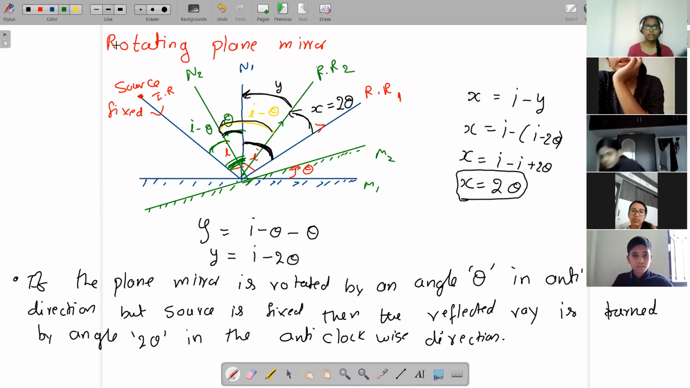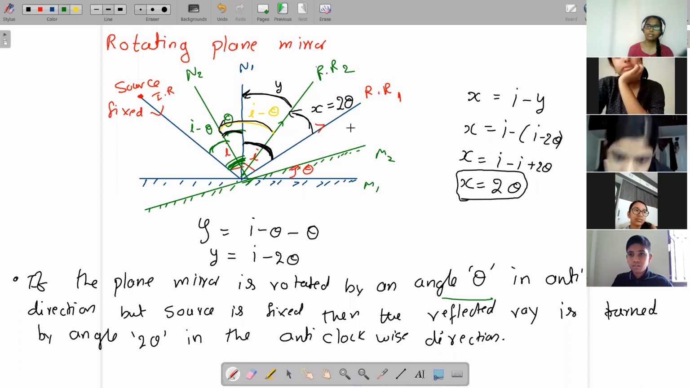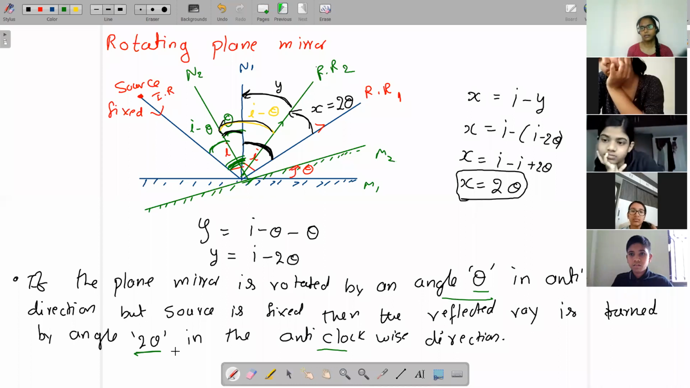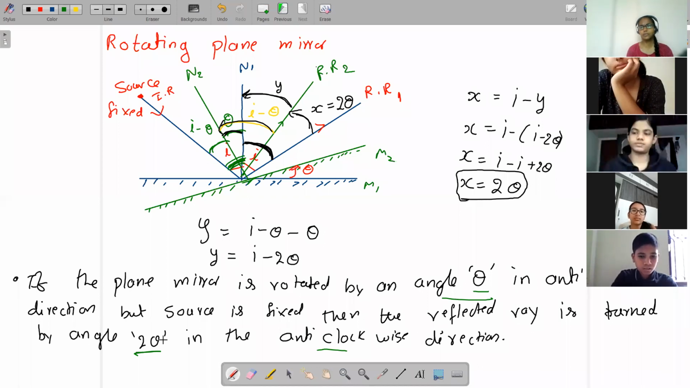So what you need to remember here: when the mirror is rotated by theta, the reflected ray will rotate with an angle of 2 theta in the anti-clockwise direction. Direction is important, and the angle it rotates, 2 theta, is important. Clear children? The derivation is a little complicated, so you can skip it, no issues, nobody will ask you.